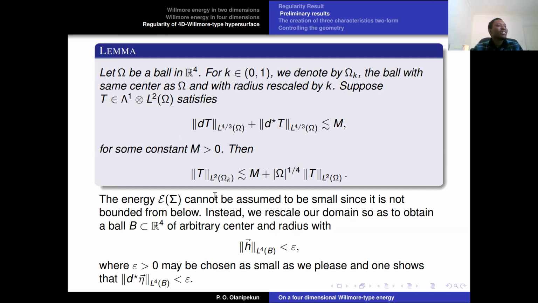So of course our energy cannot be assumed to be small. Why? Because we don't know whether it is bounded below. So it's not bounded below. Instead, what we did was to rescale our domain so that we can obtain a ball of arbitrary center and radius with the L4 norm of the second fundamental form less than some epsilon, for a very small epsilon. And then when we do that, we can actually show that the L4 norm of star of eta is also small. So what is eta? Eta is just dφ wedge dφ.